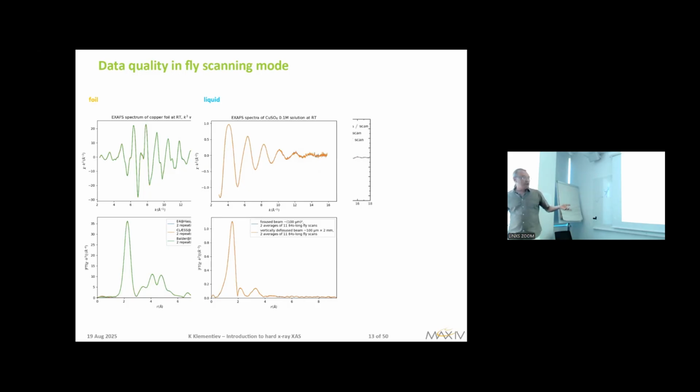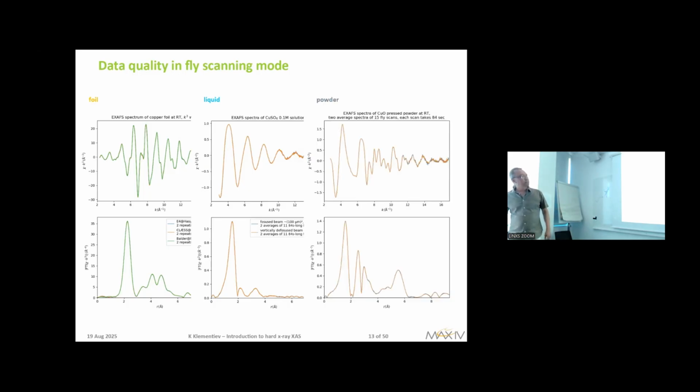Liquids are homogeneous. Well, these are 2 repeats, quite good. And this is a powder sample, again, copper oxide. Also, you see the repeatability in each figure. There are several curves. So the quality is super great at our beamline, provided the sample quality is good.